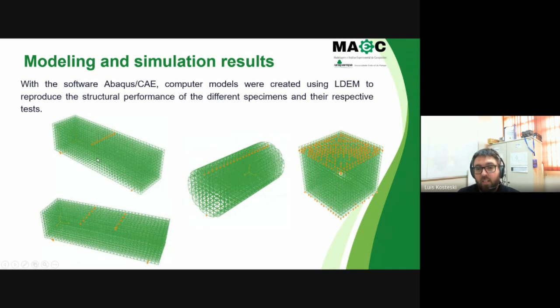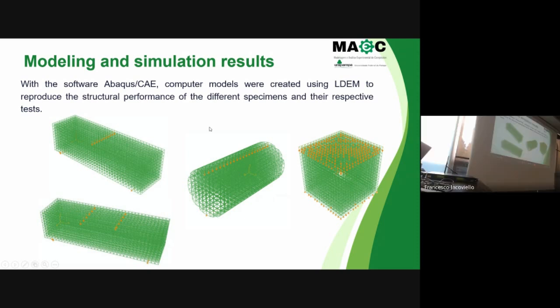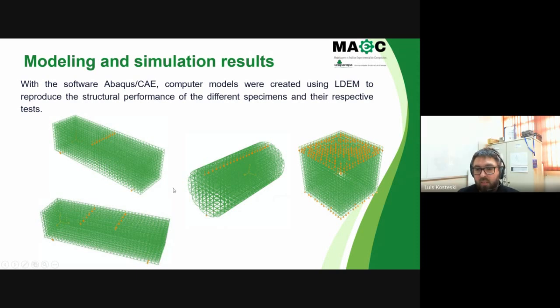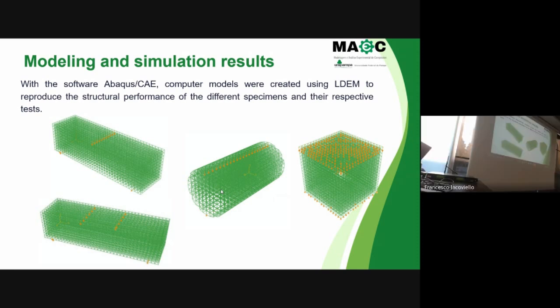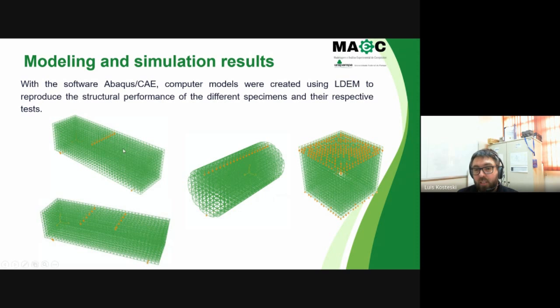Here are the 3-point flexural bending test, the 4-point flexural bending test, the splitting tensile test, and the compression one. All these simulations were done in 3D, and we use the properties of the materials as random fields. Then we have 4 simulations of every kind of test.